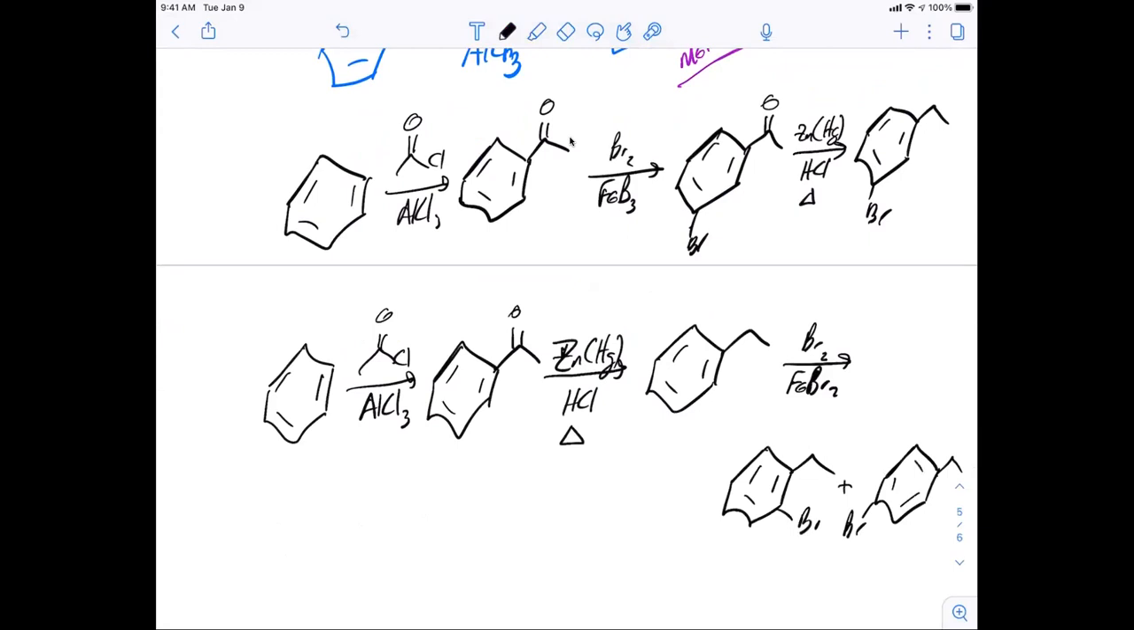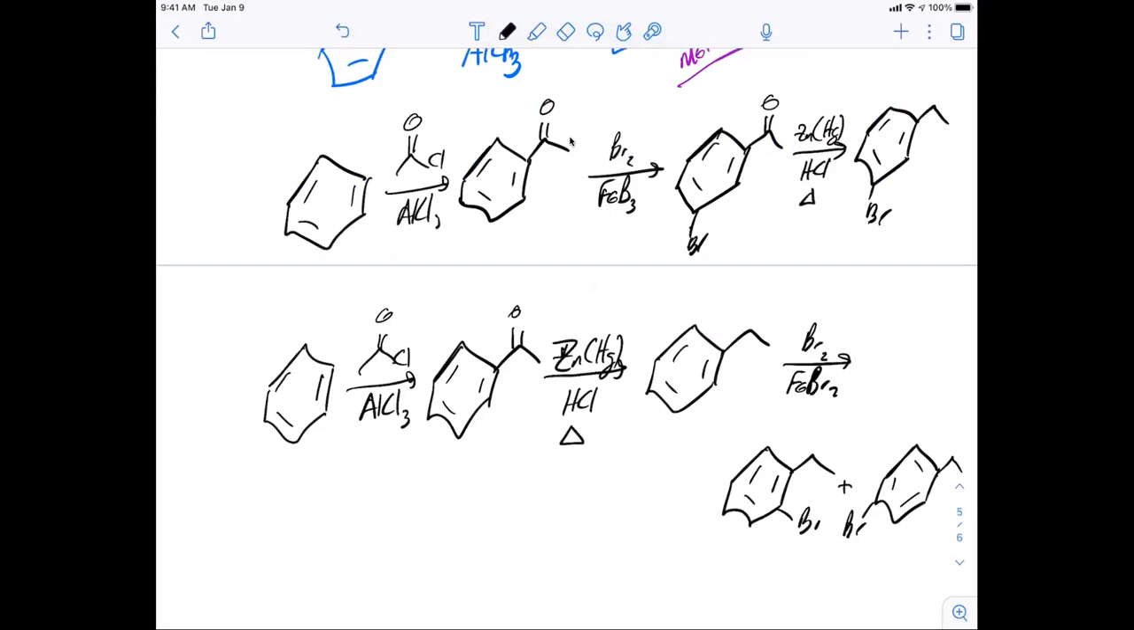Yes. The NBS would add to the benzylic position. So here, what I'd want to do is I'd want to do this without light, right? You don't really have to do it in the dark because you need UV light, but I'd want to make sure I didn't do this in a window. Okay. So if I had a radical, I could get benzylic bromination, but without a radical, I'm not going to get benzylic bromination. Is that your question? Or did I give you an answer to a question you didn't ask?